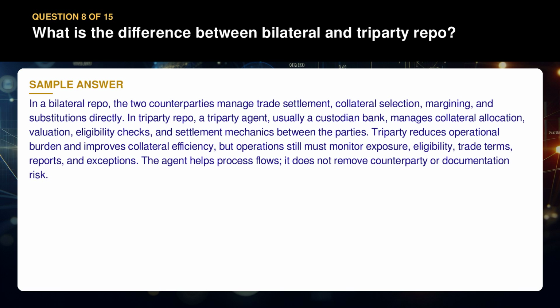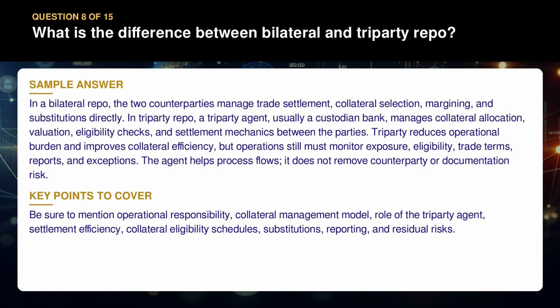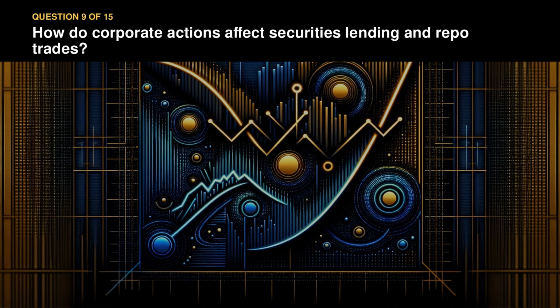the parties. Triparty reduces operational burden and improves collateral efficiency, but operations still must monitor exposure, eligibility, trade terms, reports, and exceptions. The agent helps process flows. It does not remove counterparty or documentation risk. Be sure to mention operational responsibility, collateral management model, role of the triparty agent, settlement efficiency, collateral eligibility schedules, substitutions, reporting, and residual risks.